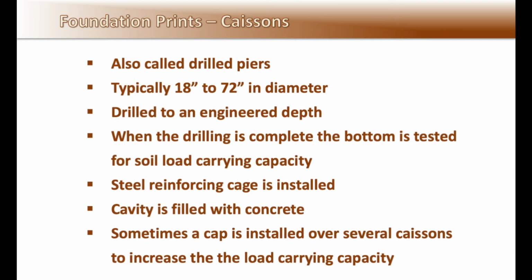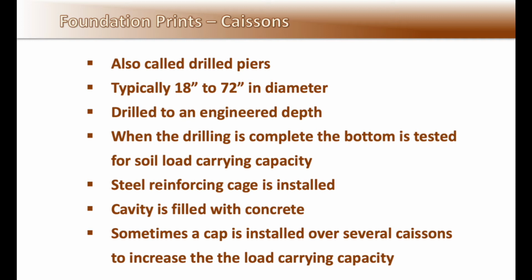And here is an example of pile and cap section detail views. Caissons. Caissons are also called drilled piers. They are like auger cast piles except larger in size and don't go as deep, typically 18 to 72 inches in diameter. They are drilled to an engineered depth.